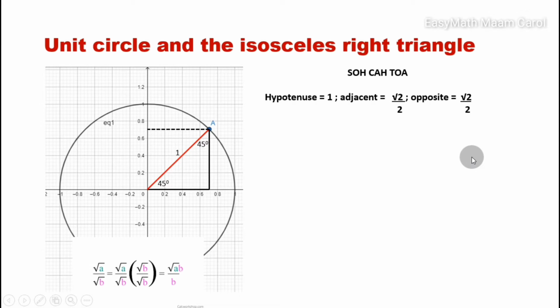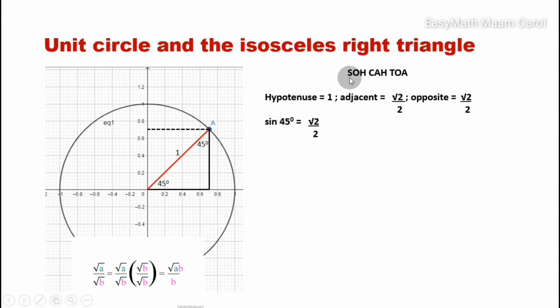Okay? Una muna nating solven ay yung sine of 45 degrees, and we have found out that the sine of 45 is equal to the square root of 2 over 2. Mapapansin mo ha, di ba? Parehas lang din sila nung adjacent at saka nung opposite. Bakit kaya?